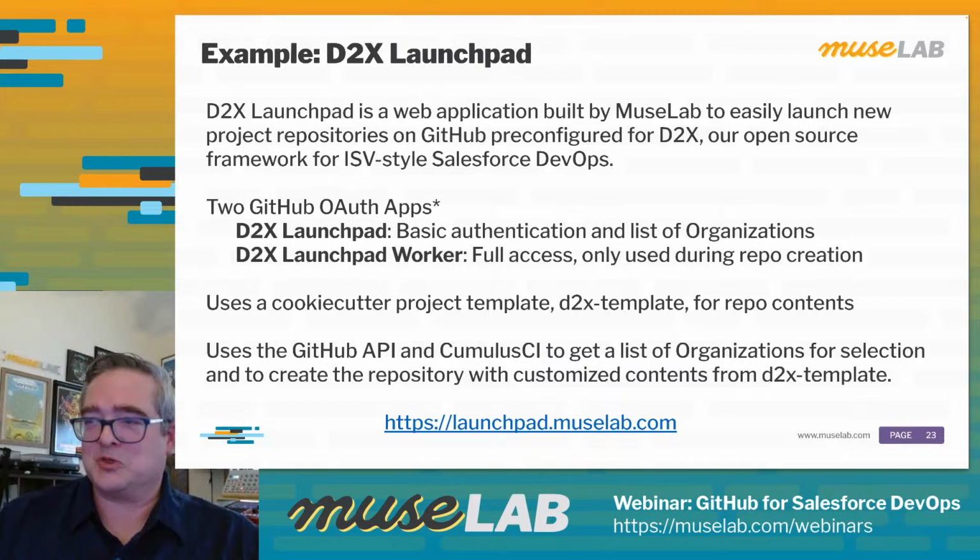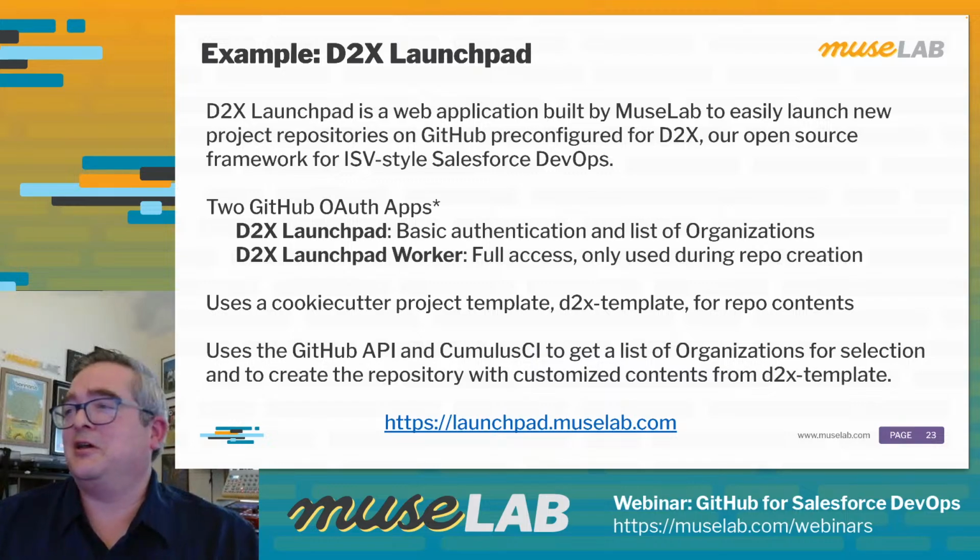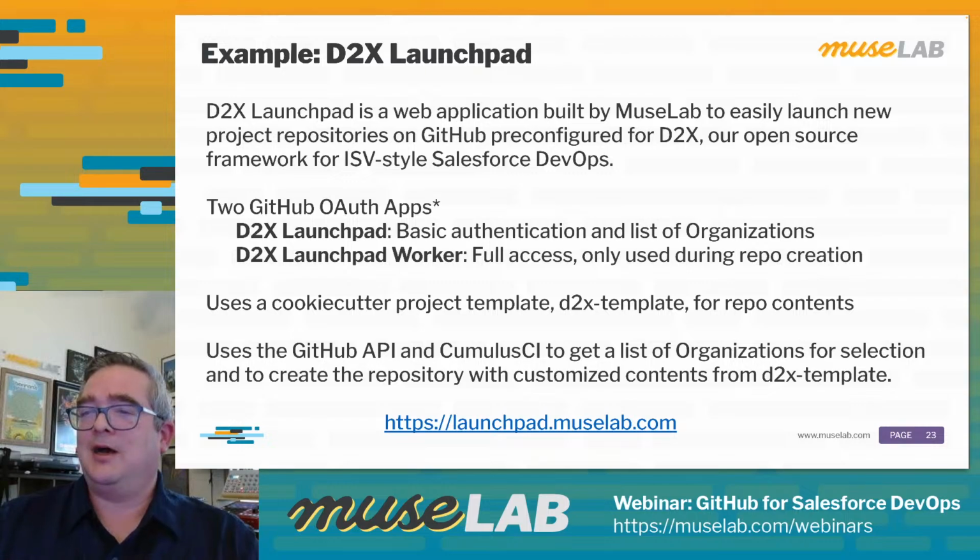This is an open source repository, D2X template, that's out on GitHub for the repository contents. So it's basically running a template engine to render the contents for the right project type and the right project information that was plugged in. And then it uses the GitHub API and CumulusCI to get a list of organizations for the user to select, and then to create a repository with customized contents from the D2X template.